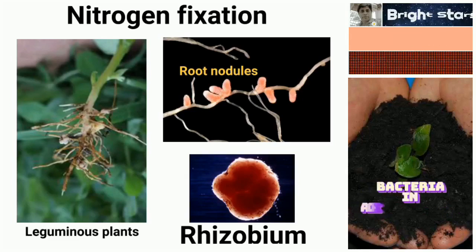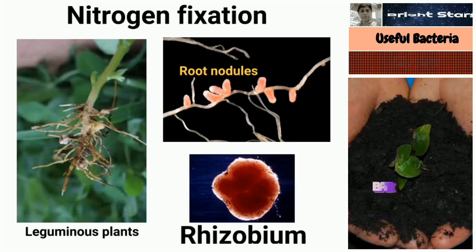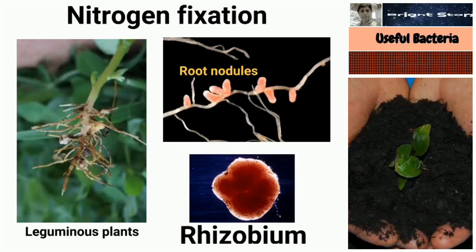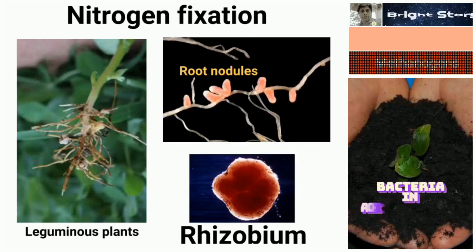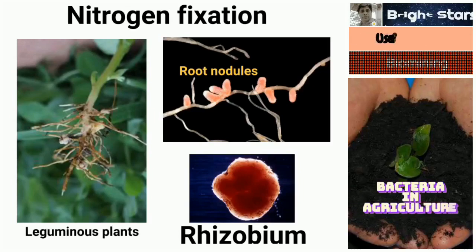Billions of Rhizobium bacteria are present in the root nodules of groundnut plant, peanut plant, red gram, Bengal gram, green gram, black gram, like the different kinds of leguminous plants. In their roots, bacteria are present. We call them Rhizobium. They convert nitrogen in air into a useful form that is actually used by these plants.